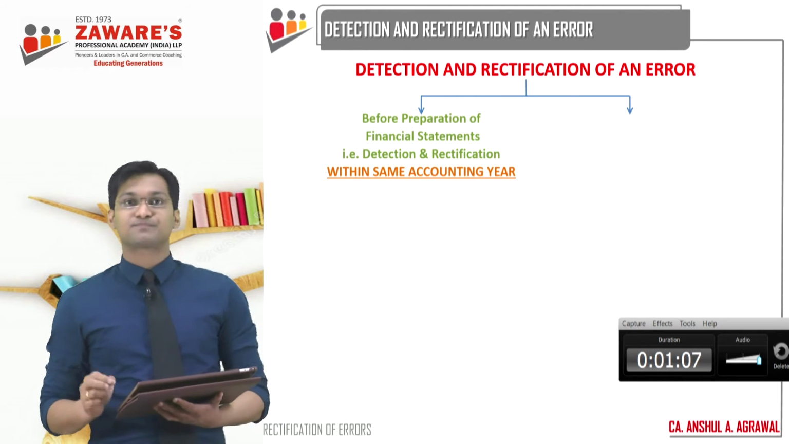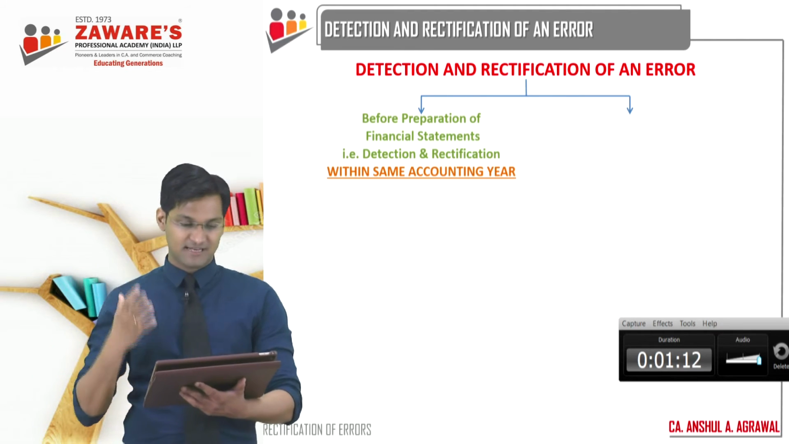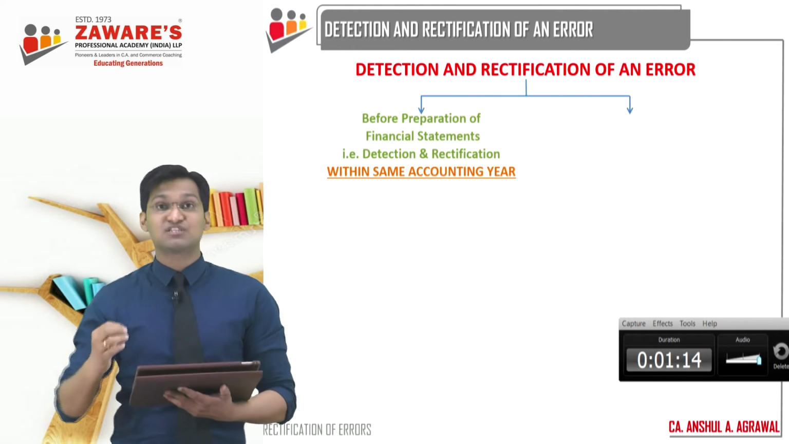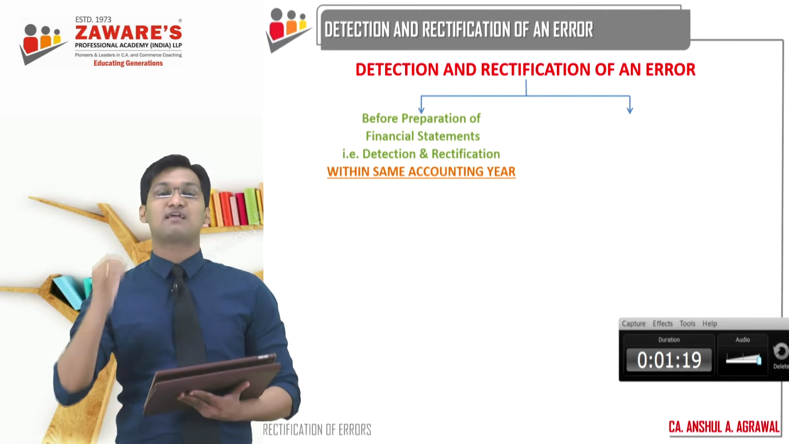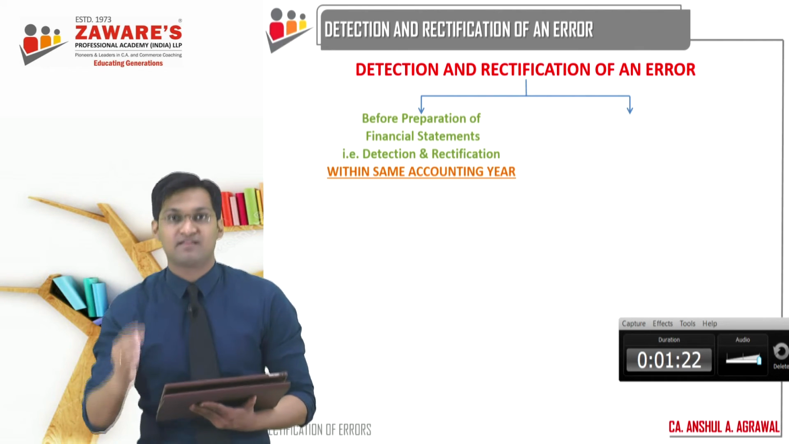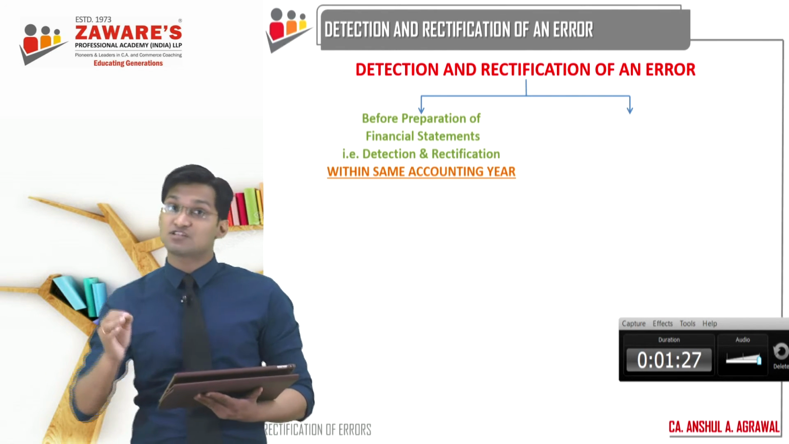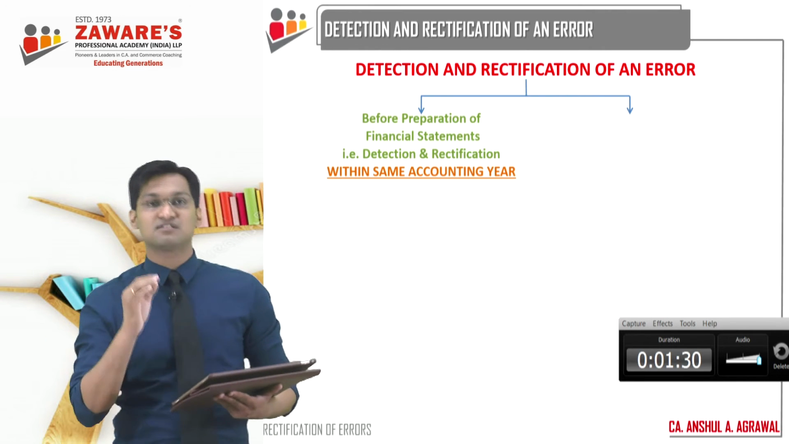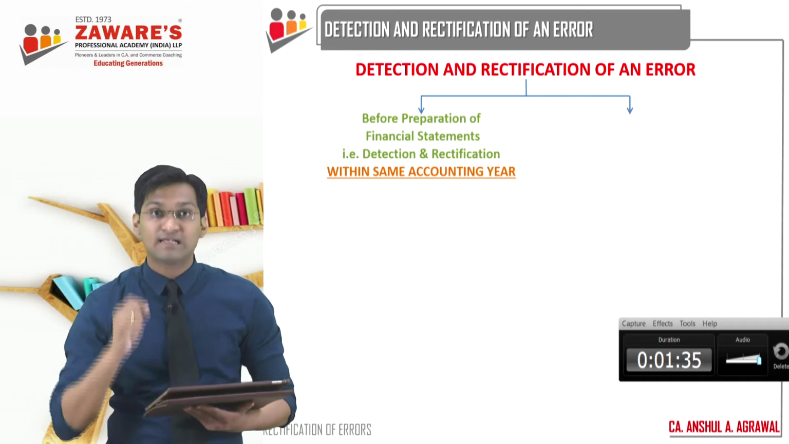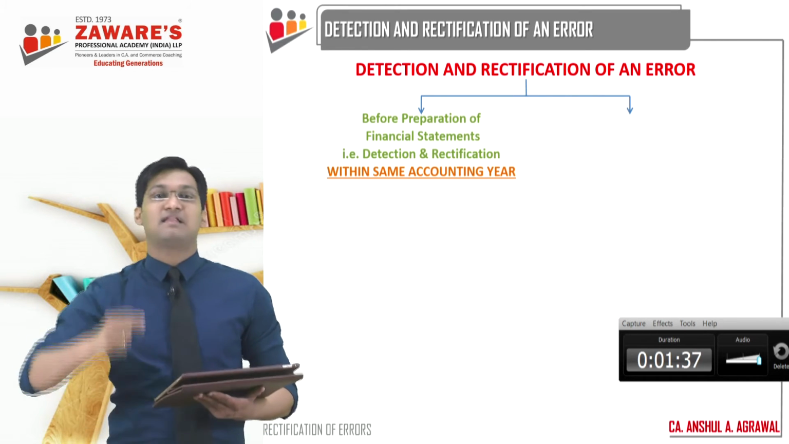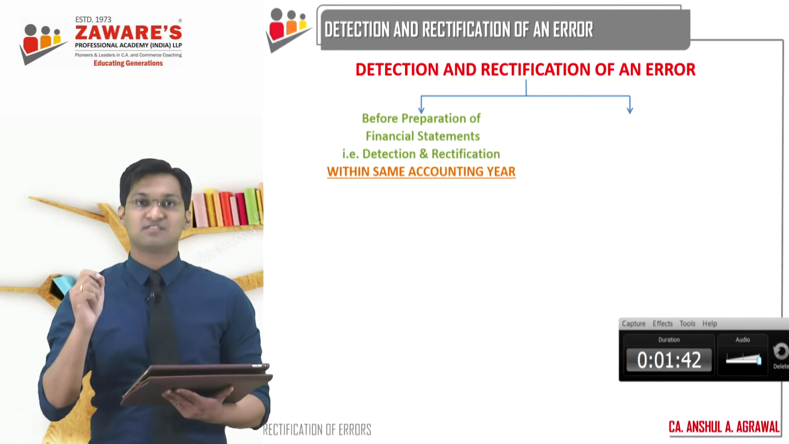An error may be detected before preparation of financial statements. That means the detection of an error and the rectification of an error both take place within the same financial year. Are you understanding? Say, for example, my financial year is 1st April 2016 to 31st March 2017. The error has been detected and located in the same period, and it is rectified in the same period. That's the first branch, detection and rectification within the same financial year.